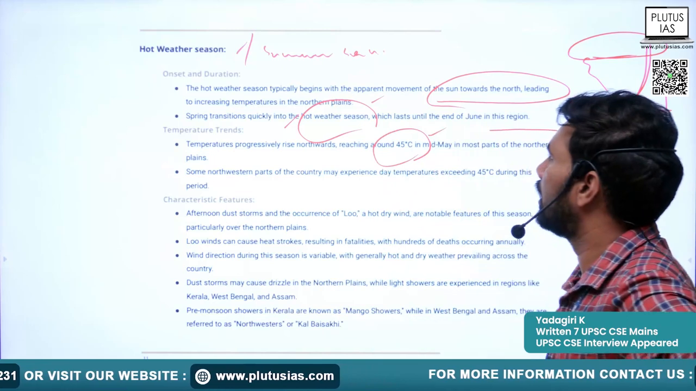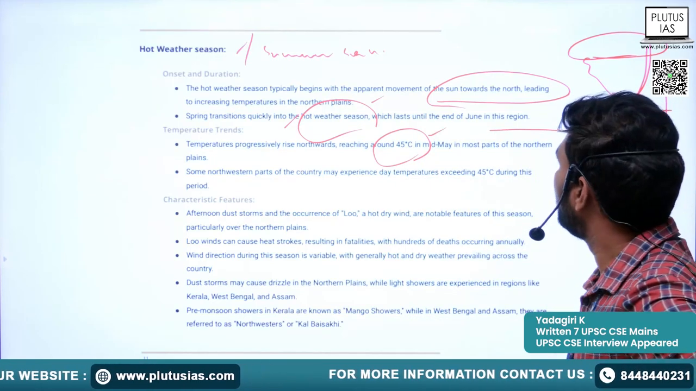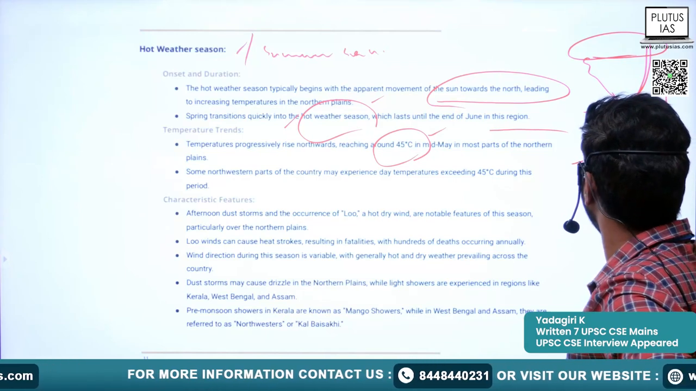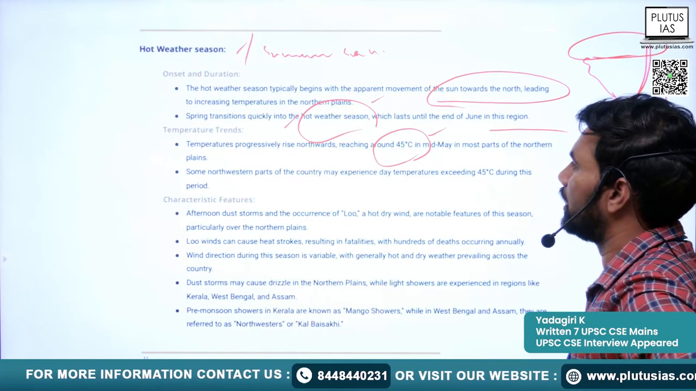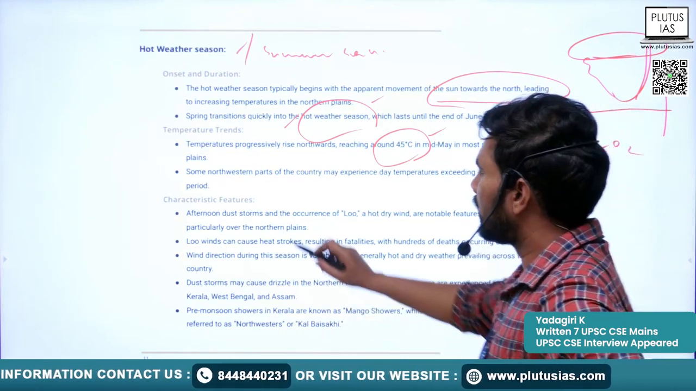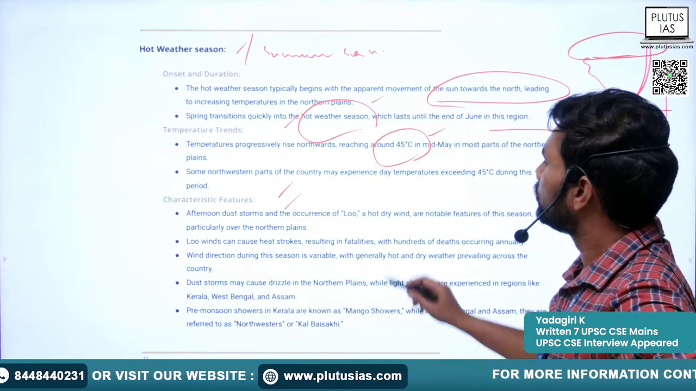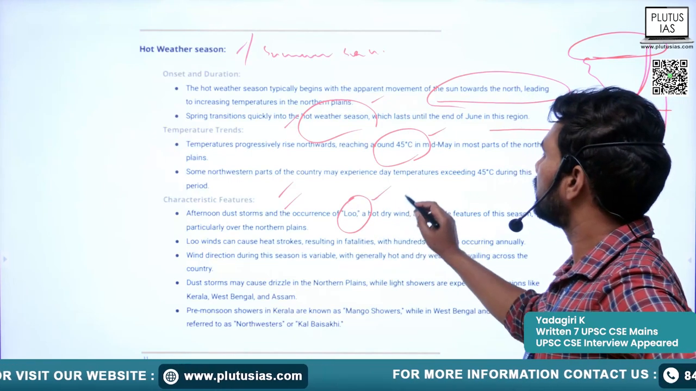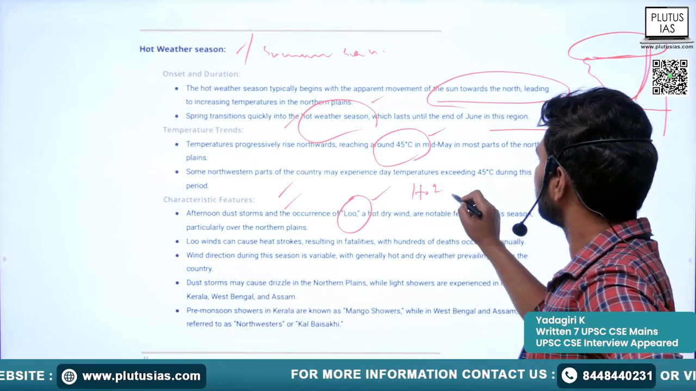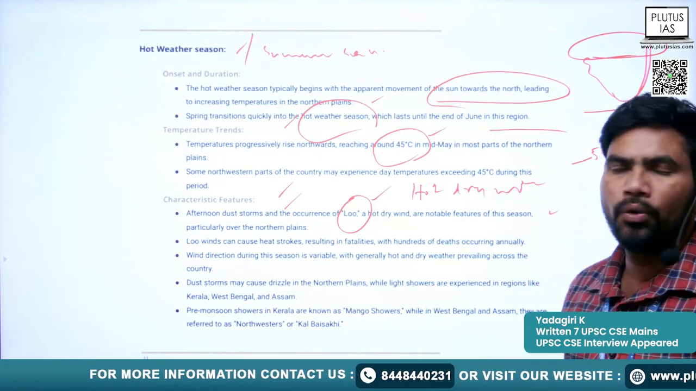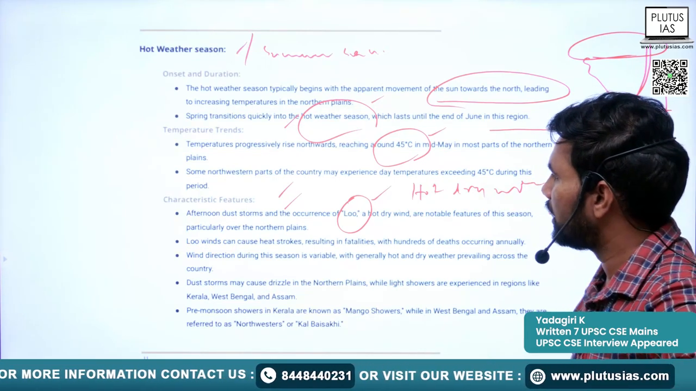Temperature trends: temperatures generally reach around 45 degrees centigrade in western parts of Rajasthan. It will also sometimes go up to 55 degrees centigrade. Characteristic features: afternoon dust storms are predominant, and also the occurrence of loo, which is a hot dry wind. These are the notable features of this season.